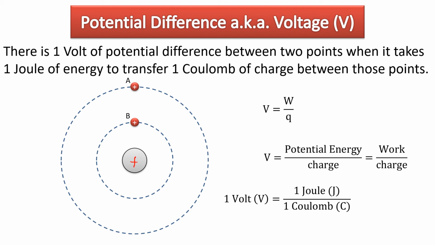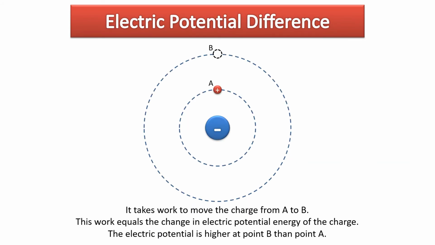But what if it was negative? Let's see. If it was negative, it takes work to move the charge from this position to that position. Now it flipped the A and the B. So it takes work to push it away. This is kind of more similar to like if this was planet Earth and you're lifting it up in the gravitational field. This work equals the change in the electric potential energy of the charge. The electric potential is higher at point B than at point A.